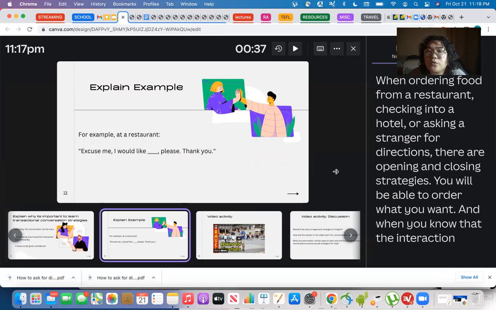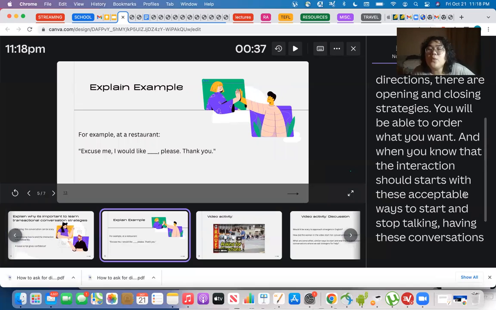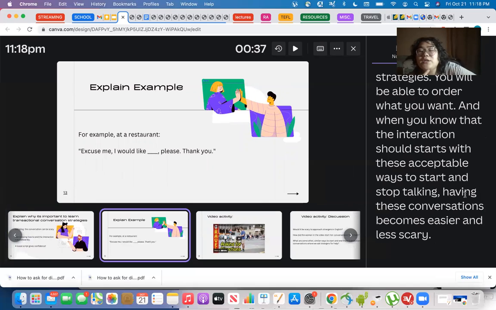So when ordering food from a restaurant or checking into a hotel or asking a stranger for directions, there are these opening and closing strategies, and they are going to help you order what you want, like do what you need to do in the situation. And when you know that the interaction should start with these acceptable ways to start and stop talking, having these conversations becomes easier and less scary.